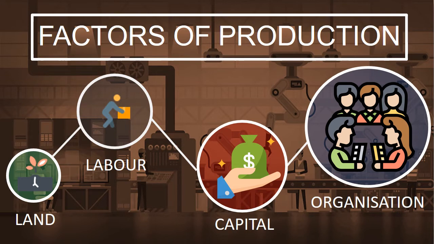So whatever the inputs that we are using in the production process, we call it as factors of production. So all these inputs are broadly classified into four important types. We call it as land, labor, capital, organization.